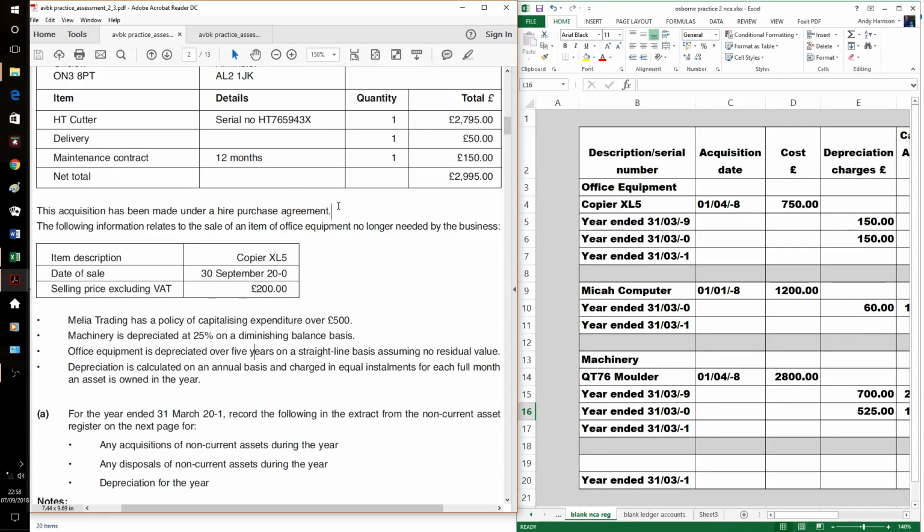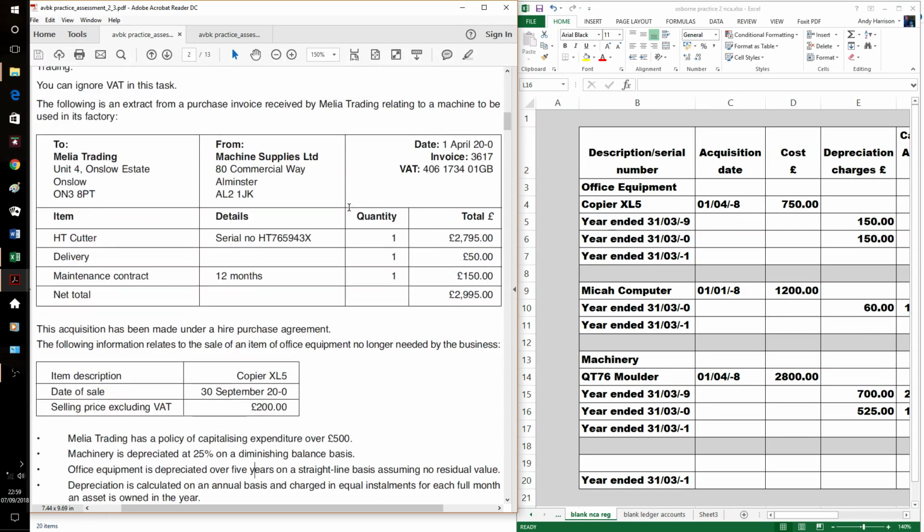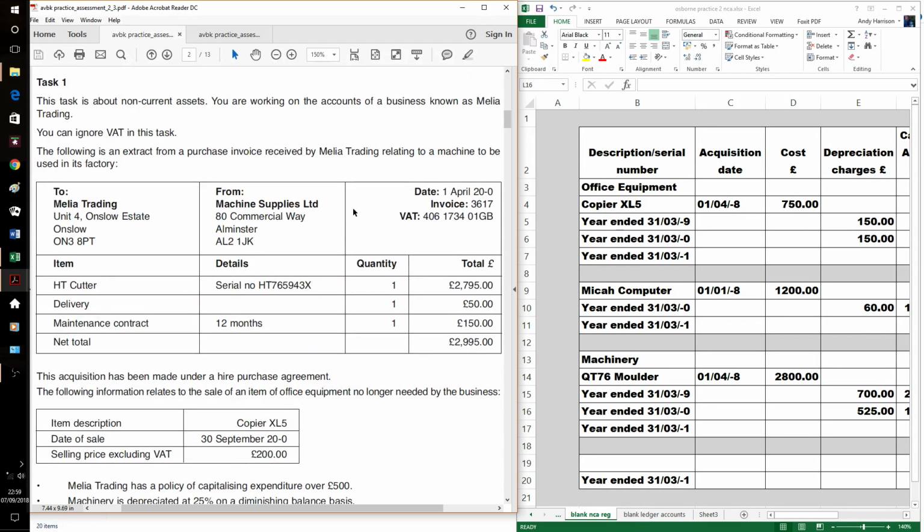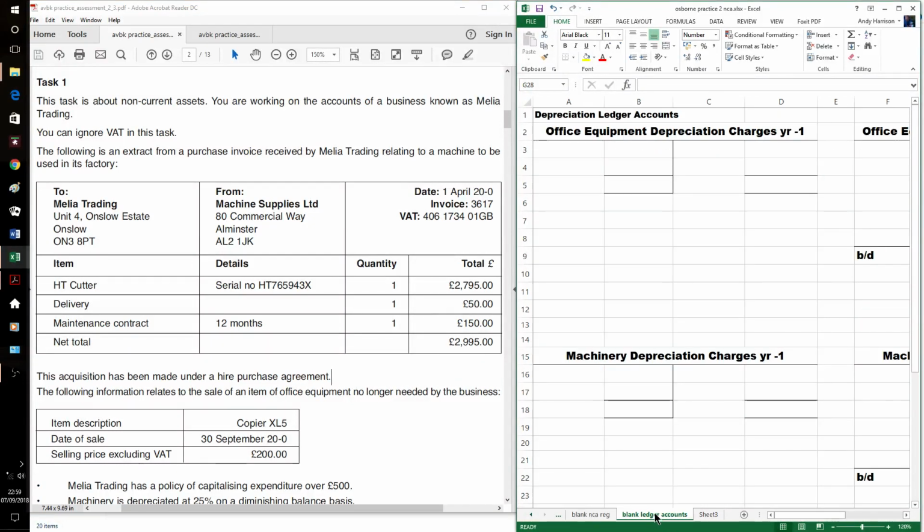So we've got a question here from Osborne's practice paper 2. If you can't quite read it, I've blown it up as much as I can for the screen, allowing me to do some work on here. Your AAT tutors should have access to it via the tutor zone. It's a perfectly good question. We're going to fill in the non-current asset register. It looks pretty much the same as most AAT exam ones, and then we'll just have a look at the ledger accounts associated. They're not part of the question, but we can use these numbers to create some ledger accounts.